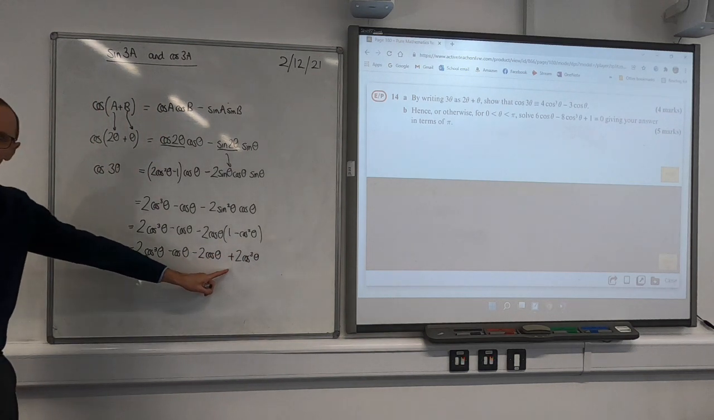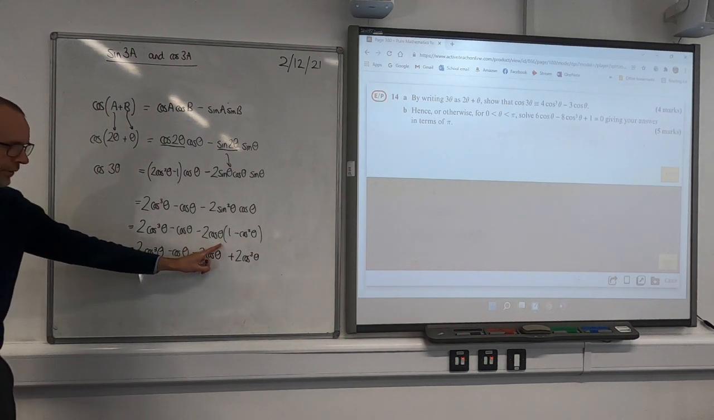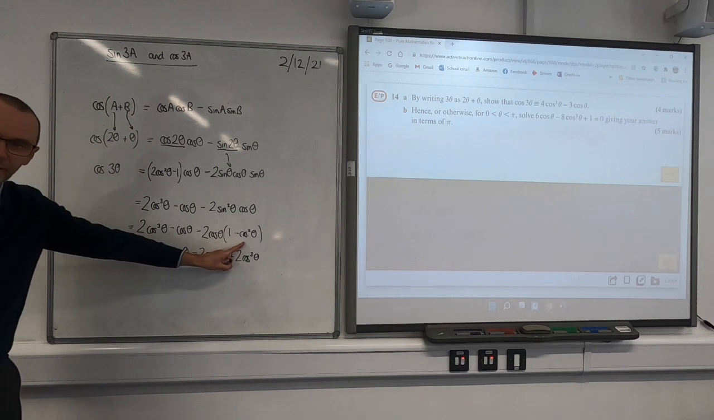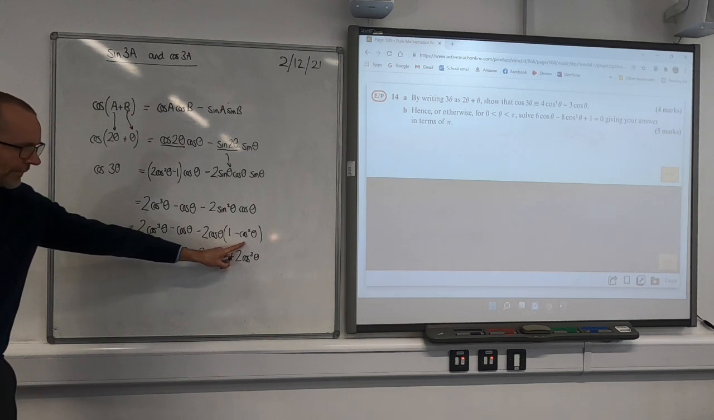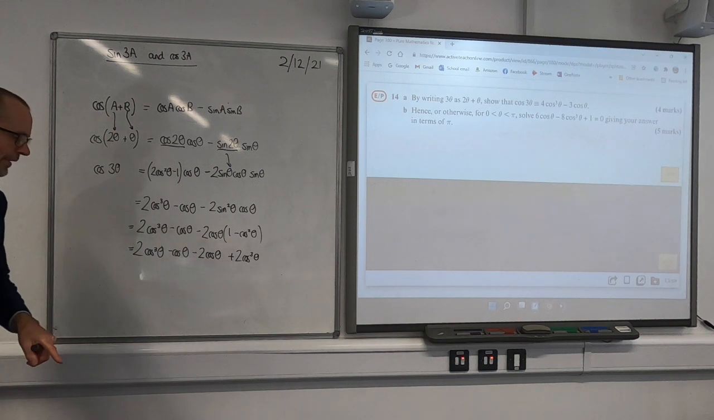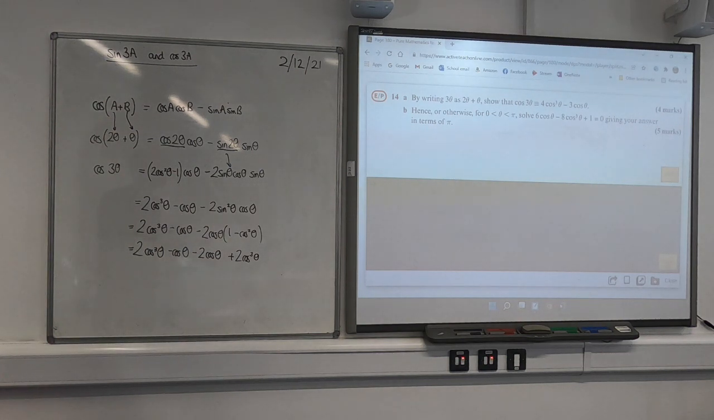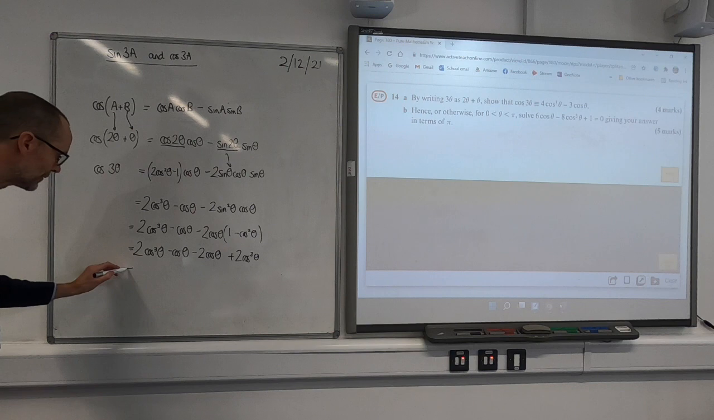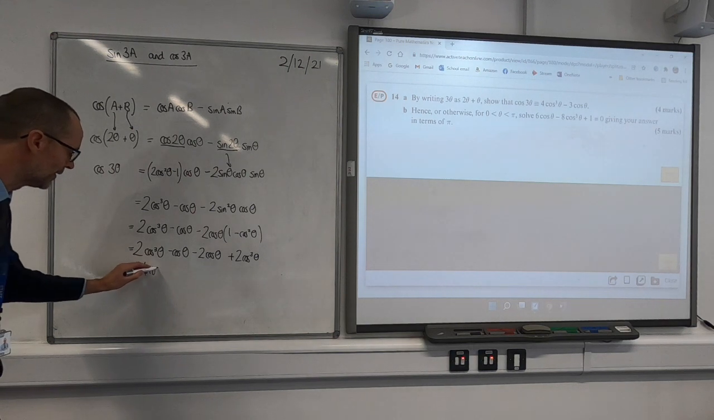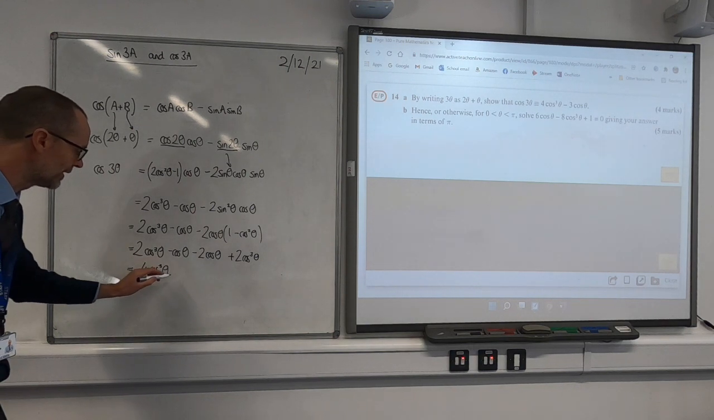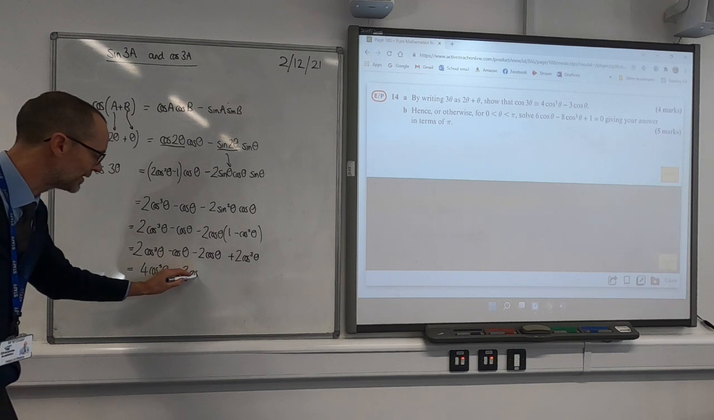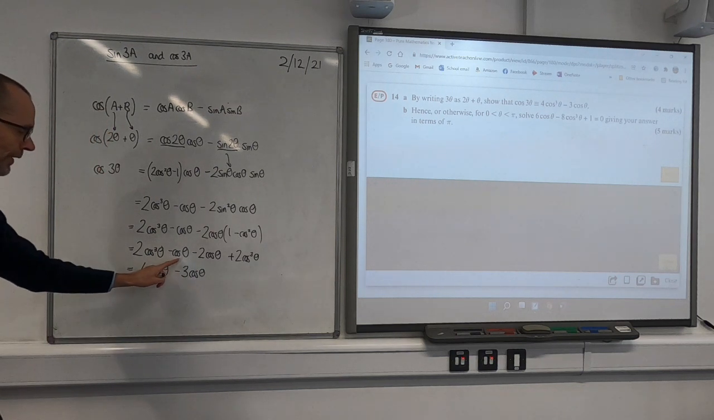Did you spot that that's a plus? Because it's minus 2 cos theta times minus cos squared theta. So that's why it became a plus 2 cos cubed theta. Now I'm happy, because I've got altogether 4 cos cubed thetas, and I'm taking away in total minus 3 cos thetas, 1 there and another 2 there.